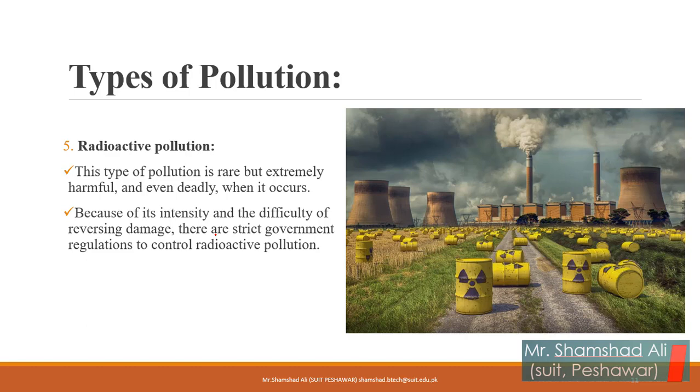As you can see on the right of the picture, the sources of radioactive pollution are basically nuclear power plant accidents and leakage. If there is a leakage in a nuclear power plant, as you know there was a leakage in the Korean nuclear power plant, that was also a type of nuclear radioactive pollution.